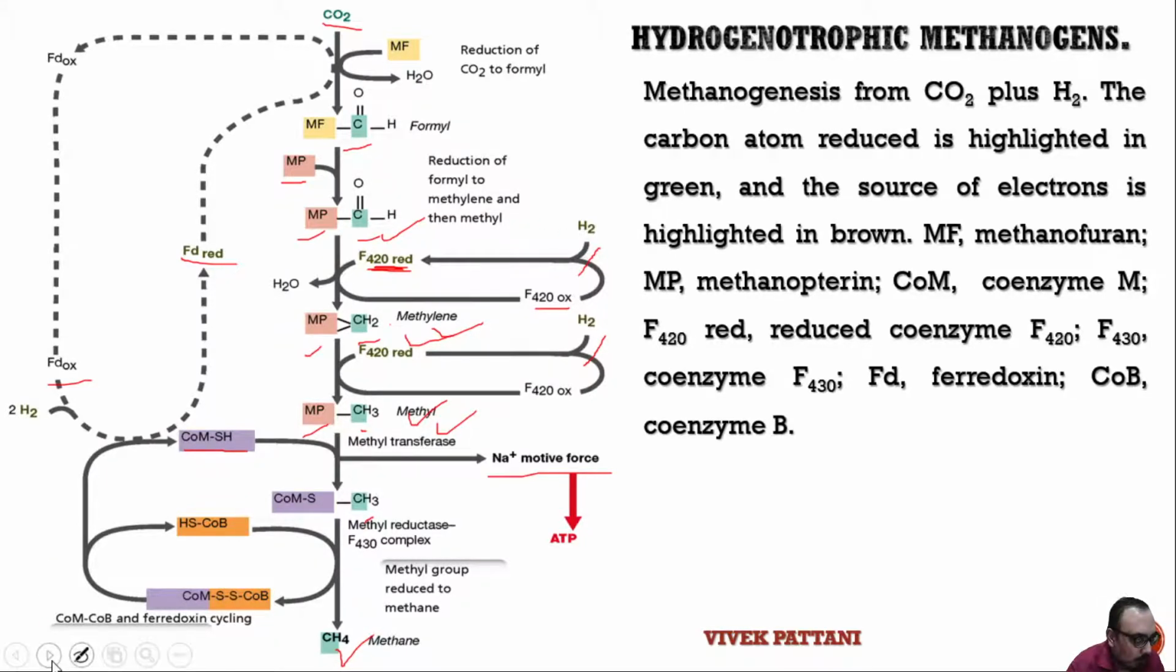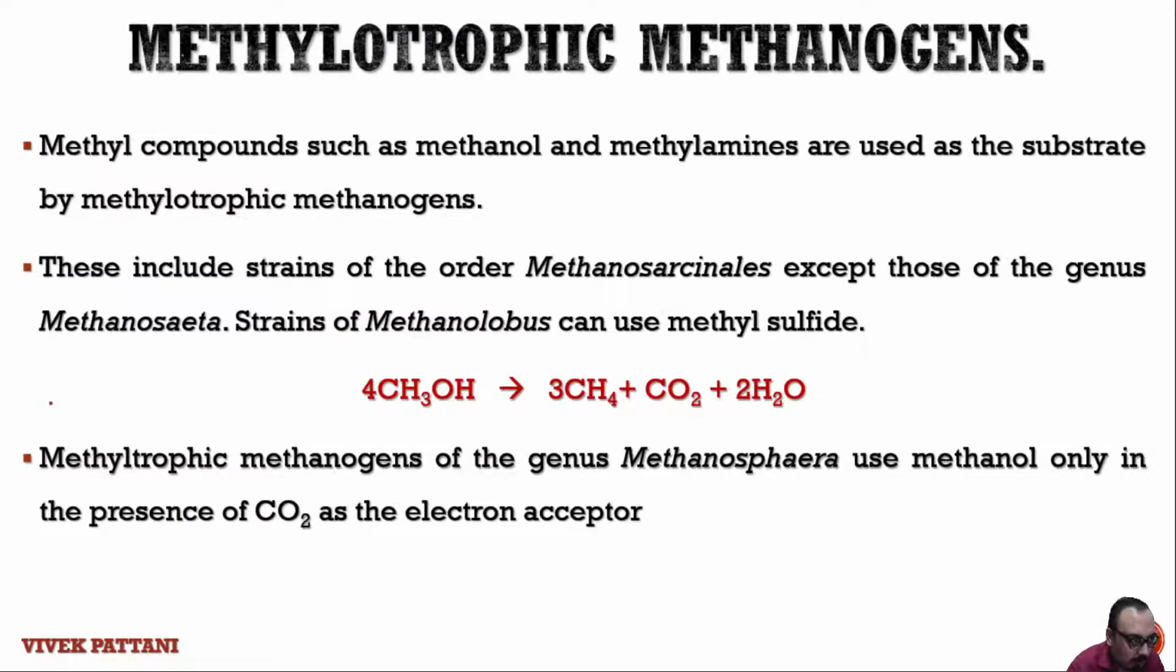Now I am moving forward with the next group, methylotrophic methanogenesis, in which methyl compounds such as methanol and methylamines are used as substrates by methanogens. Some examples include the order Methanosarcinales, except those of genus Methanosaeta, and strains of Methanolobus can also use methyl sulfide. One such reaction I have given here.